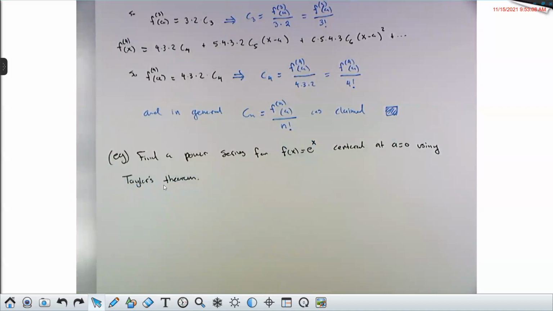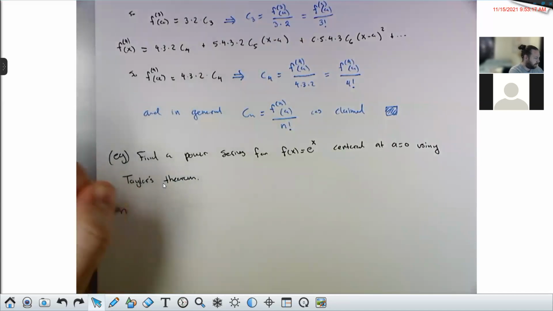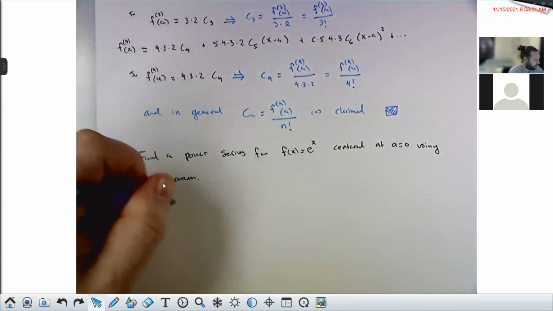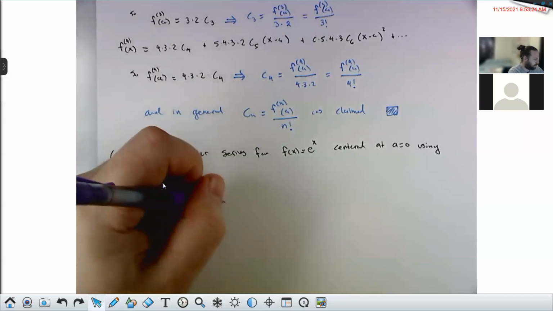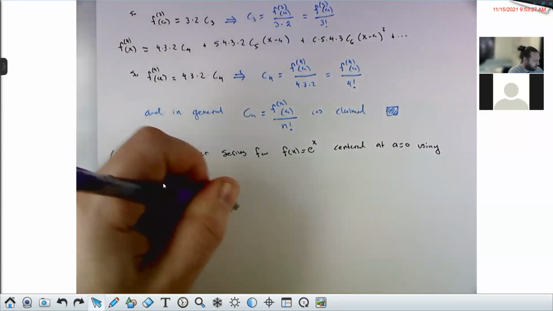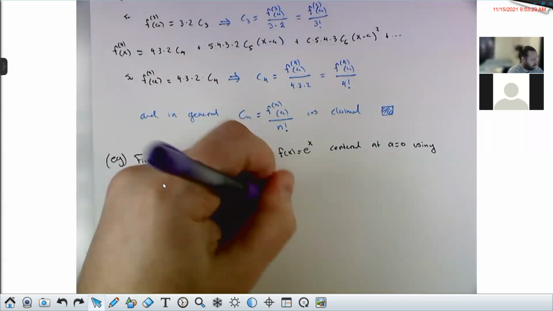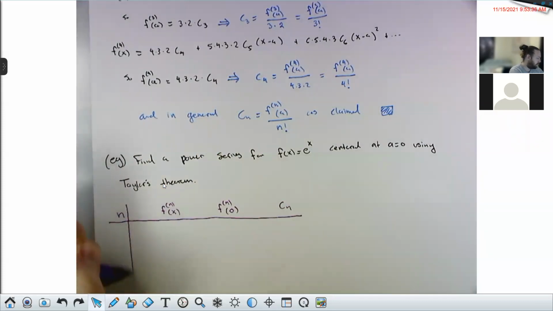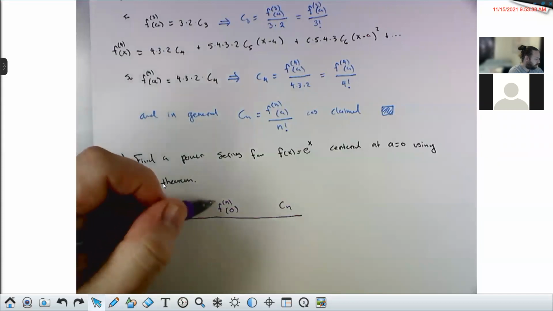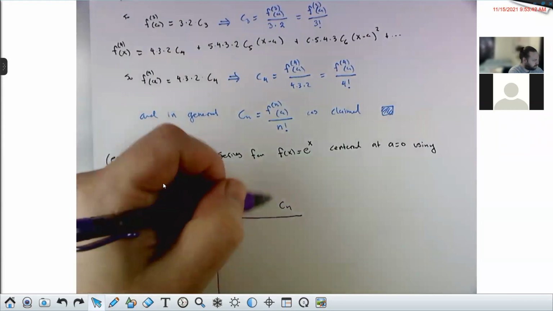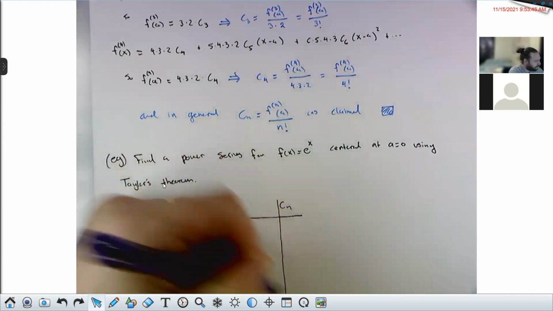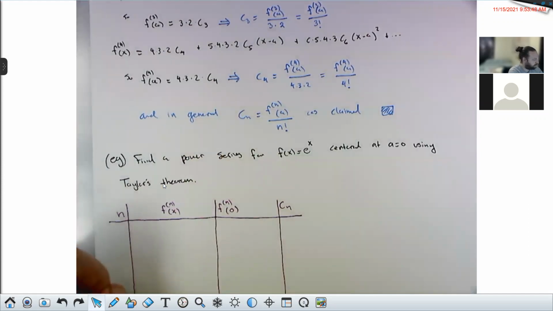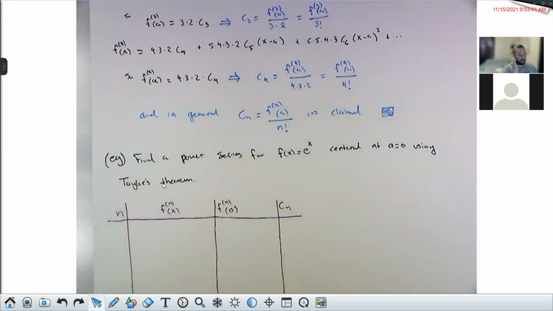How do we do this? Well, anytime you want to use Taylor's theorem to cook up a power series, I recommend making the following table. n, Fn of x, Fn of your center, which here is 0, and Cn. Give yourself plenty of space with the middle columns, because you're going to be repeatedly differentiating. Now here, this is going to be very simple, but in general, this column tends to be the messy one.